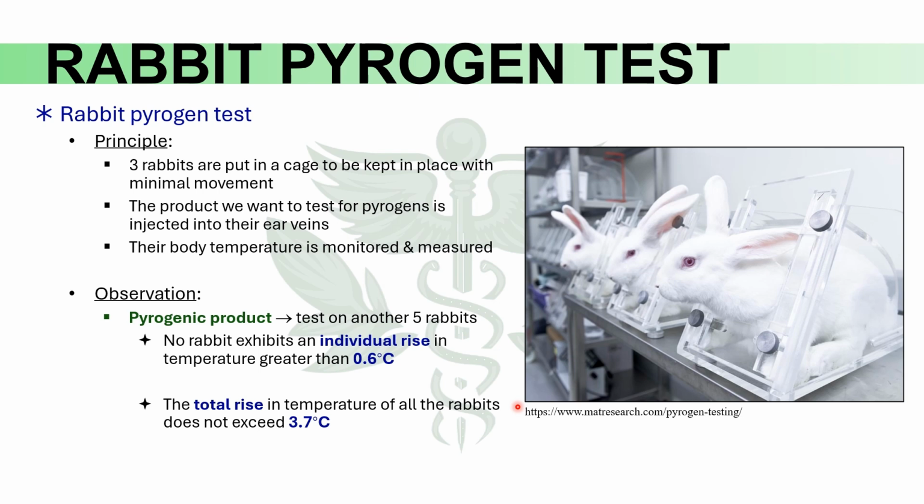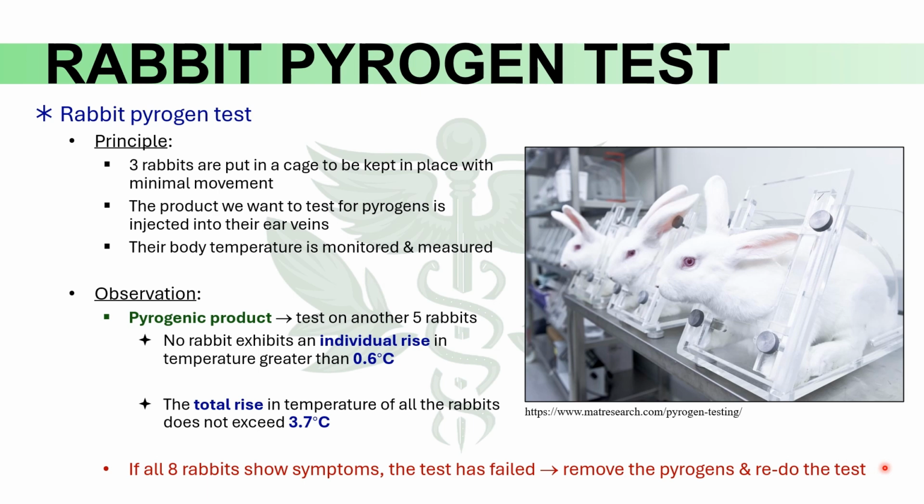is considered pyrogen-free. If these observations are not made, that would mean that all the 8 rabbits show pyrogen-induced symptoms, the test has failed, and hence we need to remove the pyrogens from the product and redo the test. Although this is the traditional method for pyrogen testing, it isn't used as much nowadays due to the ethical issues that arise with using animals for pharmaceutical testing.